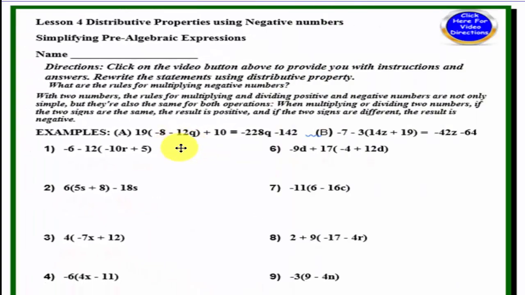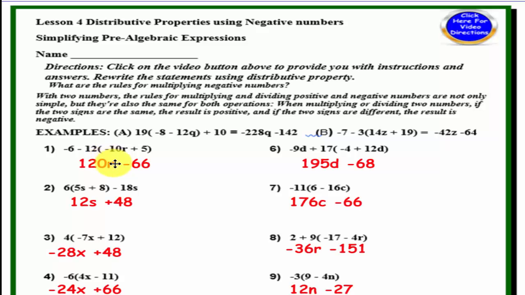Okay, welcome back. Let's see how well you did. Okay, here's all the answers. Now here's the first one, 120r minus 66. Okay, I can't do this, nor do we have time to do all of them, but you'll notice what we have here is negative 12 times negative 10r, so it's going to end up with a positive 120r, okay?